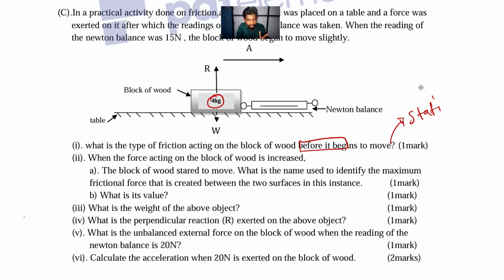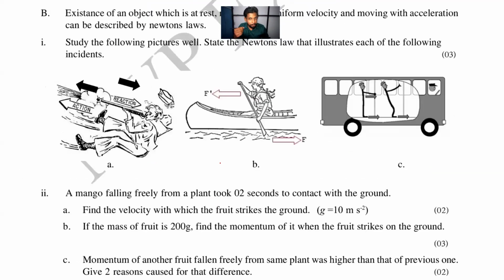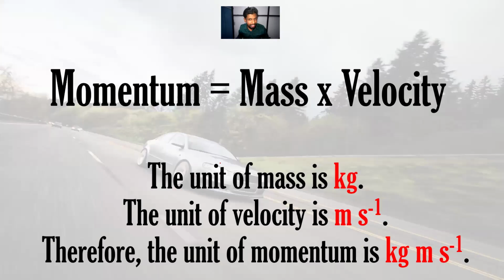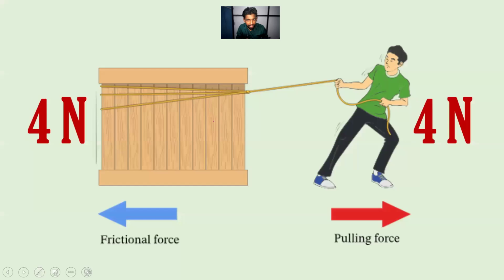What do you mean by dynamic? After the motion. What do you mean by limiting? Just begins to move. Okay. And when the force acting on the wooden block was increased, the block of wood starts to move. What is the name used to identify the maximum frictional force that is created between the two surfaces? You may ask, sir, you didn't say any kind of maximum. But in the theory class, we have discussed that one. But today we didn't explain that one.